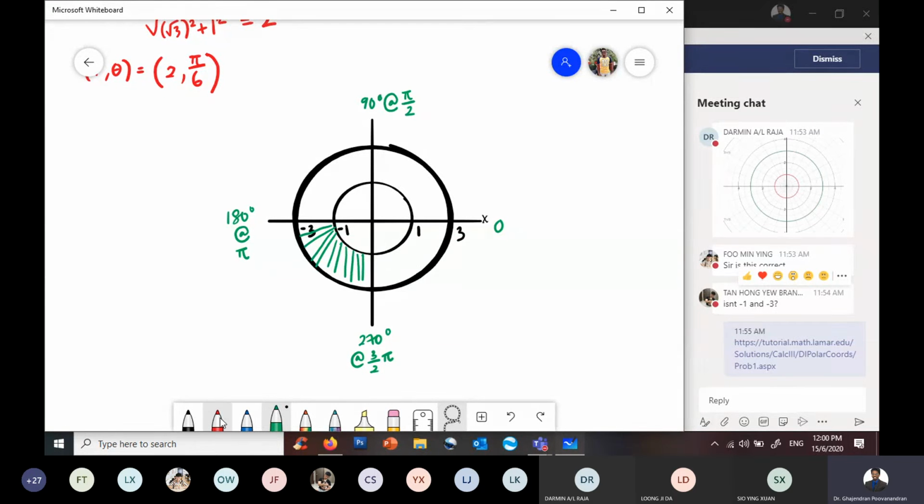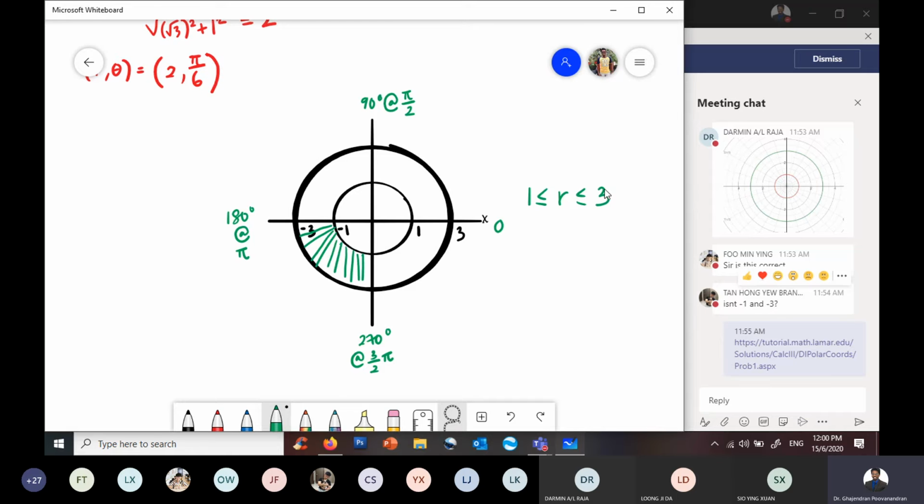So the bounded region is actually everything inside here. However, they only say to look in the third quadrant. So therefore I only look at this region. In this region, I see that the radius goes from the radius of the inner circle, which is 1, until the radius of the outer circle, which is 3. Although the x value is negative 3, since the radius, the length, is still 3, we don't put negative there.